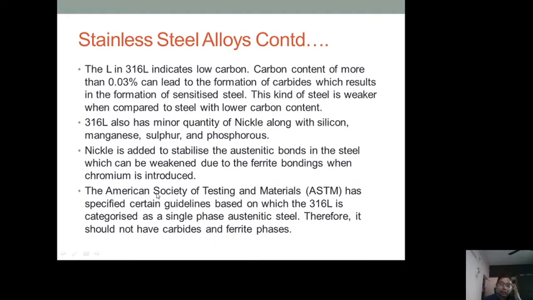So carbon content of more than 0.03% can lead to the formation of carbides. Formation of carbides results in sensitized steel, which is weaker than the steel with really low carbon content. So 316L also has a minor quantity of nickel along with silicon, manganese, sulfur and phosphorus. Nickel is added to stabilize the austenitic bonds in the stainless steel. These get weakened with the ferrite bondings when chromium is introduced, and therefore to compensate for the weakening, nickel is added to it as well.